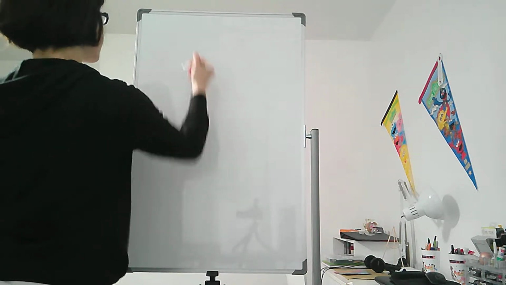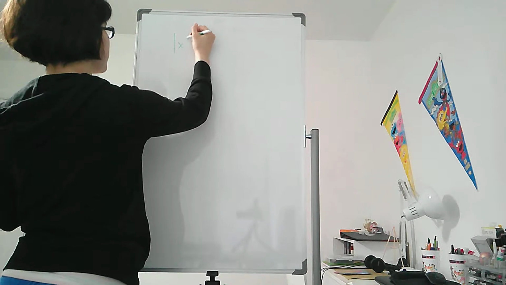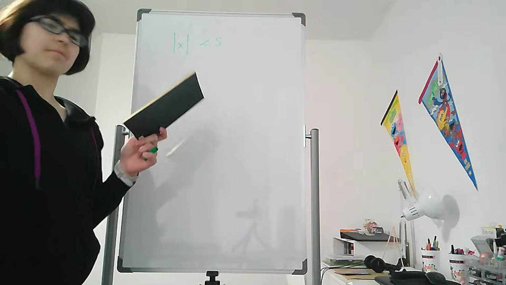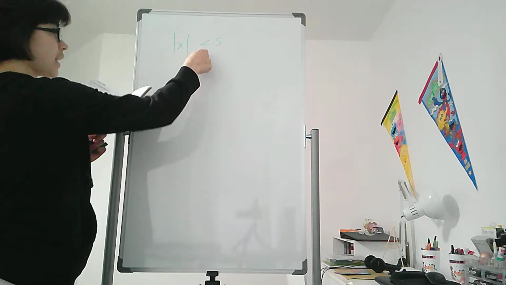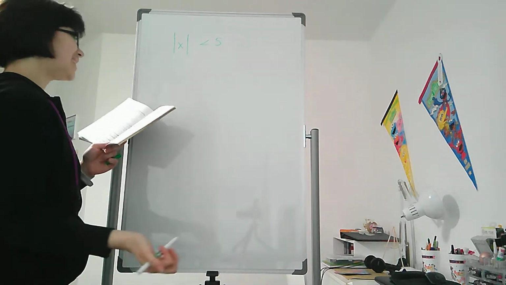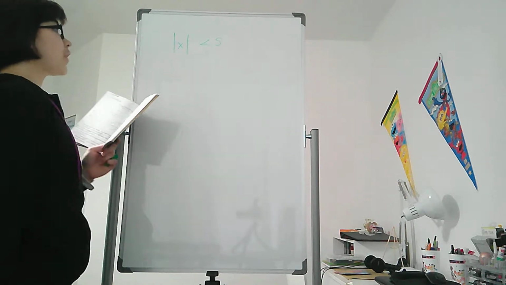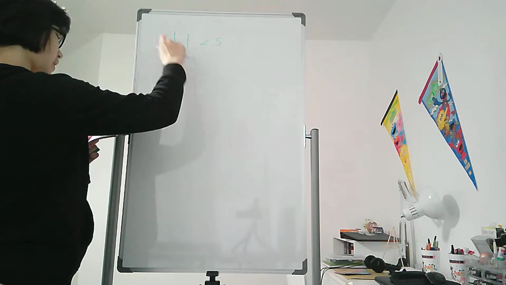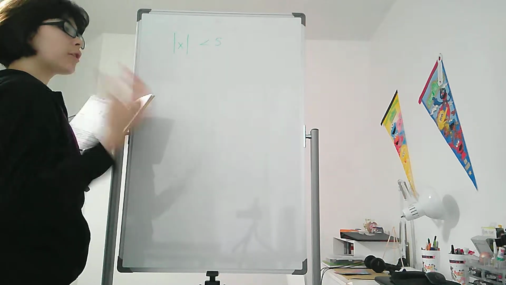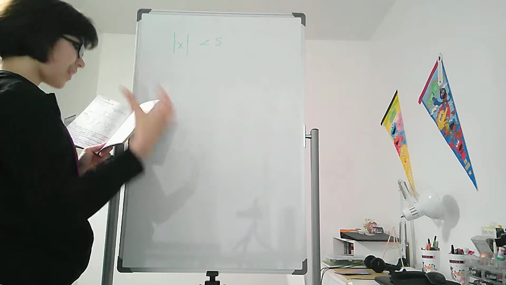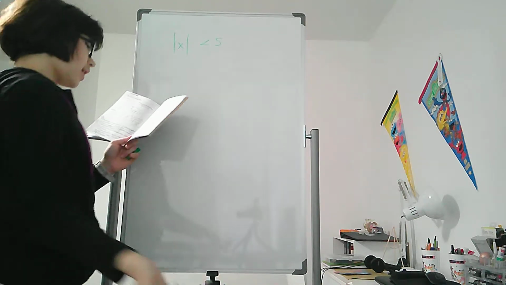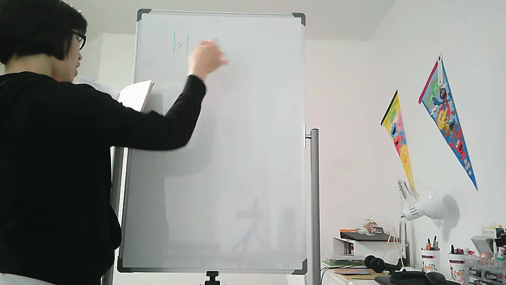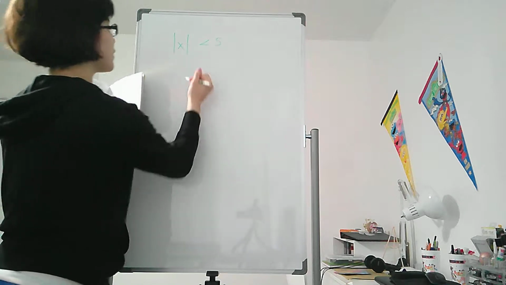So let's just start by talking about this. The absolute value of x is less than 5. So what does that even mean? Well, we know less than means, obviously, less than. So the absolute value of x is less than 5 means that our solution x is going to include the numbers that are less than 5 units away from 0. So the solutions of absolute value of x is less than 5 are values between -5 and 5.